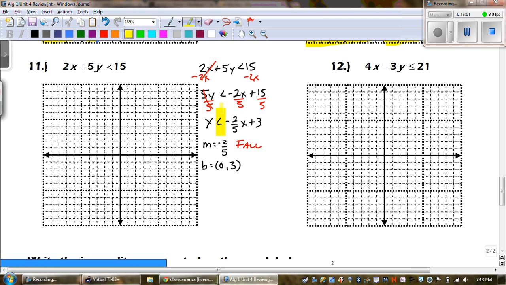Now, looking at our symbol right there, solid or dashed? It's going to be dashed. And do we shade above or below? Below, because it is less than. Okay? All right, so starting at 0, 3. My graph is falling, so I go down 2 over 5. Down 2 over 5. And I'm going to go in both directions, okay?